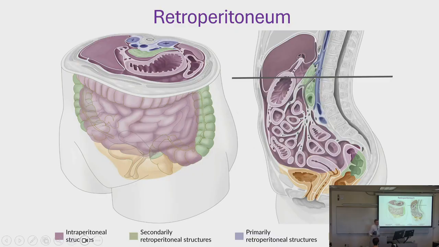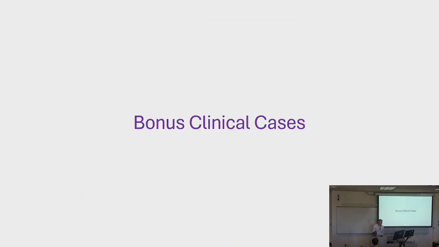And then down here, we're going to have subperitoneal, which is why the distal part of the rectum is subperitoneal, underneath the peritoneum, because you're getting into the pelvic cavity in this region. Okay, questions there? All right, so we're going to do some bonus cases.